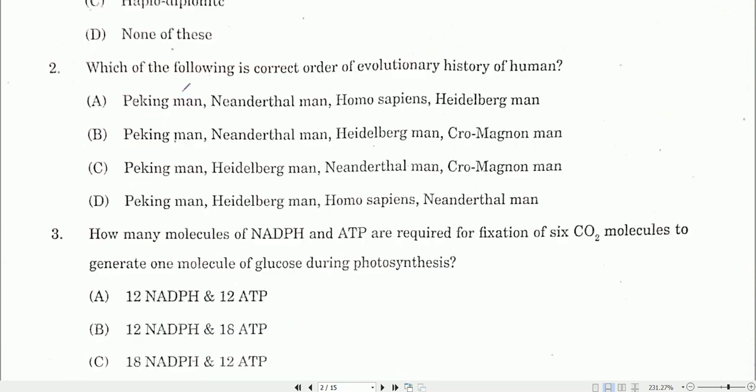Coming to question number 2, which of the following is the correct order of evolutionary history of human? So in case of human, Peking man, then Heidelberg man, then Neanderthal man and Cro-Magnon man. So this is the correct order of the evolutionary history of human. So option C will be the correct one.